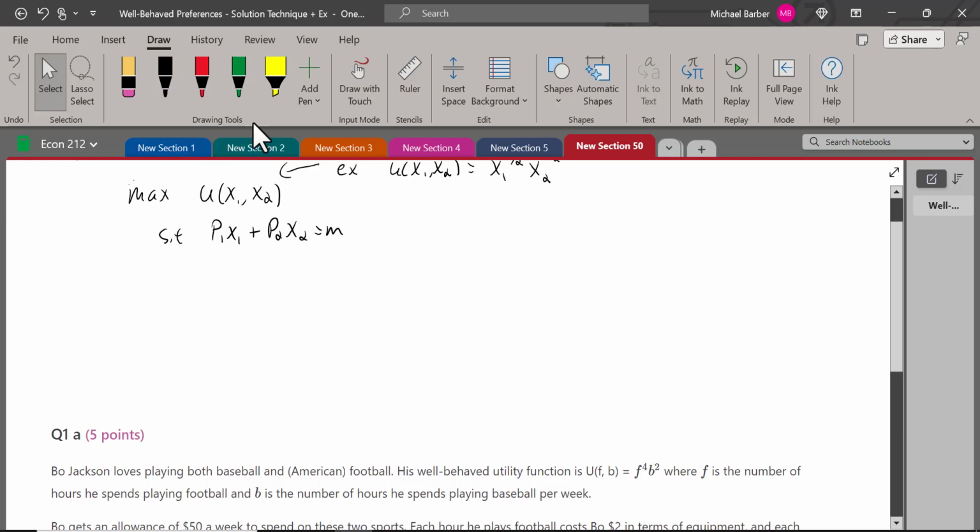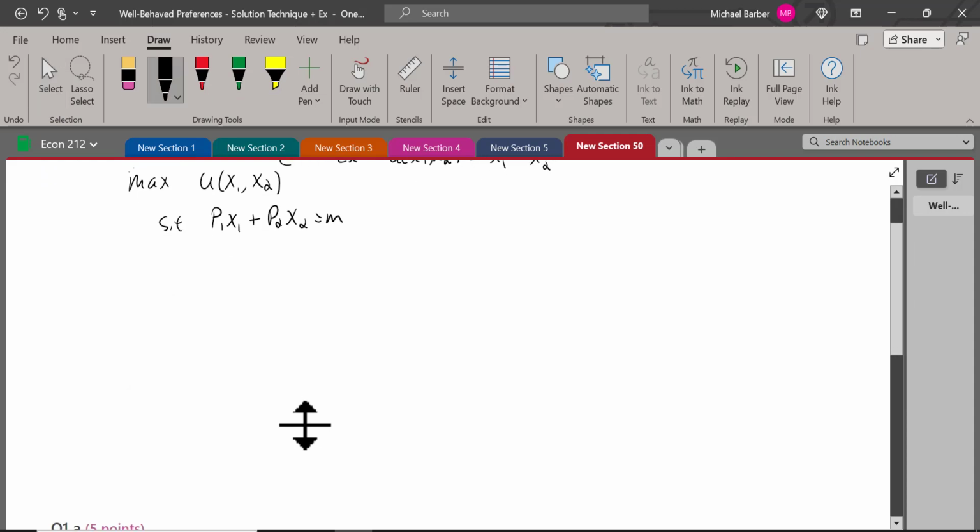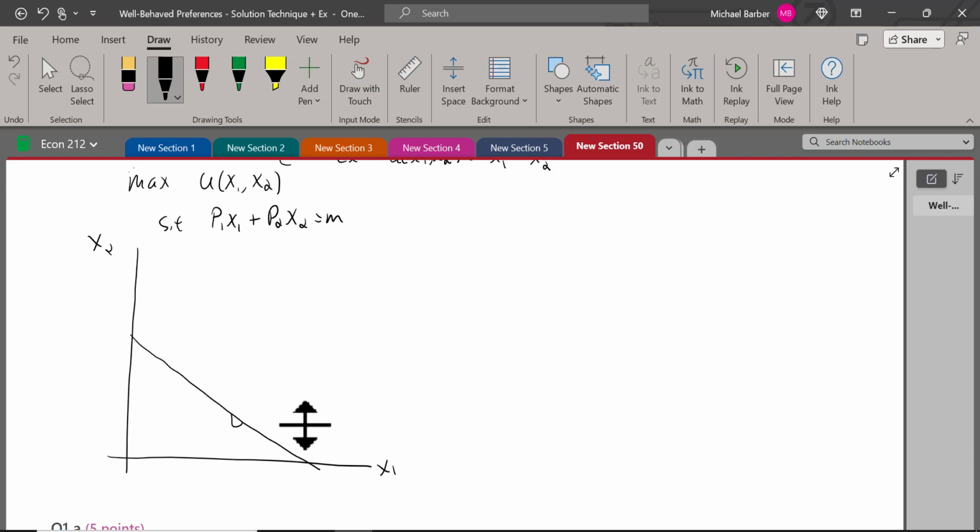So, we've learned a few different ways to solve these types of problems. Visually, intuitively, one way is easy to see. Here's our budget constraint with the slope of negative p1 over p2. Here's our indifference curve that's nice and well behaved. The solution is going to be this tangency condition, when the indifference curve is tangent to the budget constraint. And the slope of this indifference curve, remember, is the marginal rate of substitution, the negative of the ratio of marginal utilities.